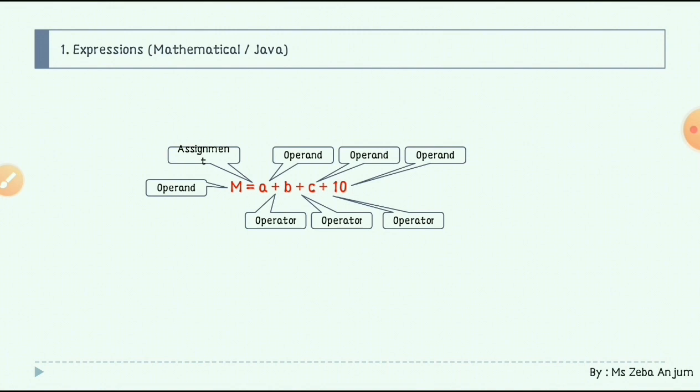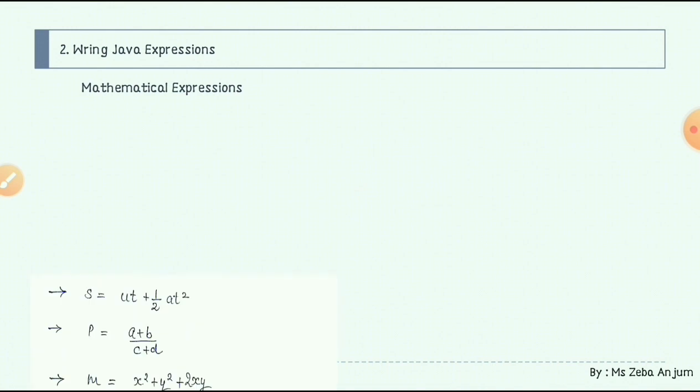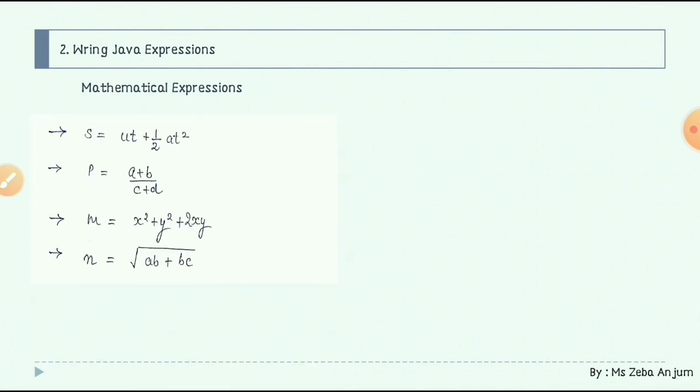Now we will see what mathematical expressions are and how we are going to convert these expressions into Java expressions. So basically, when we are writing Java expressions, we need to make our expressions some kind of flat one. We can understand with the help of an example. See, some of the mathematical expressions we are having over here. First one, s = ut + 1/2 at². A very popular formula. Yes.